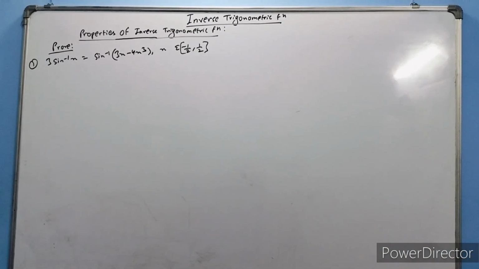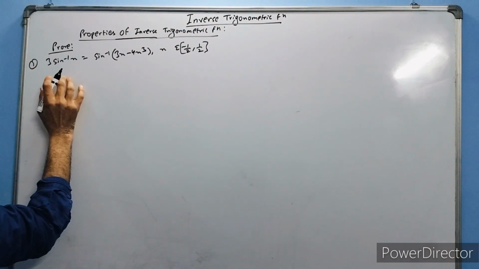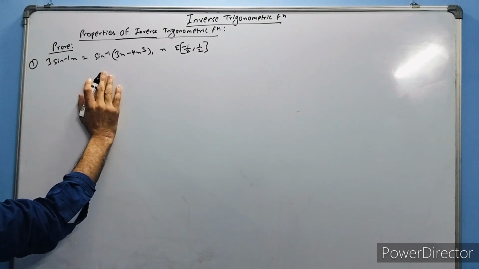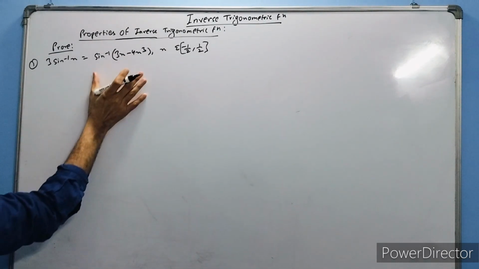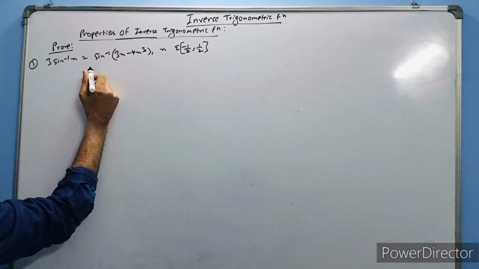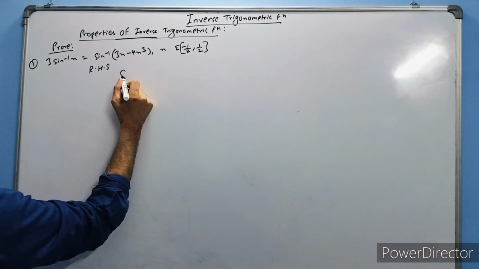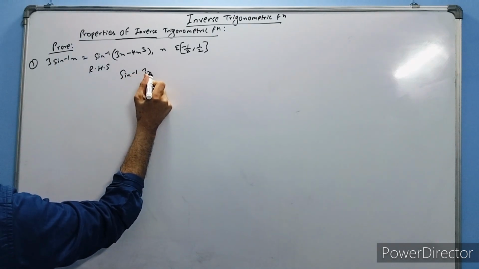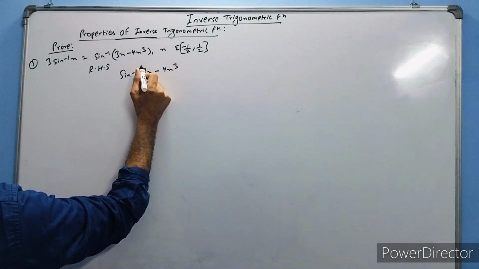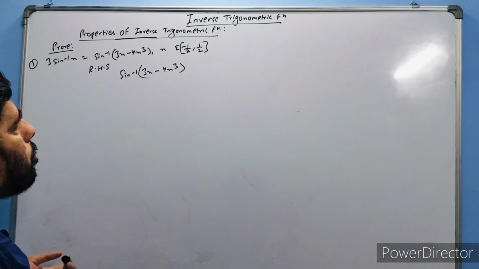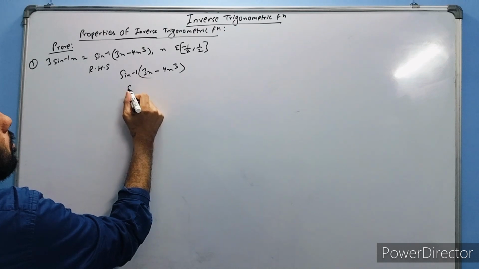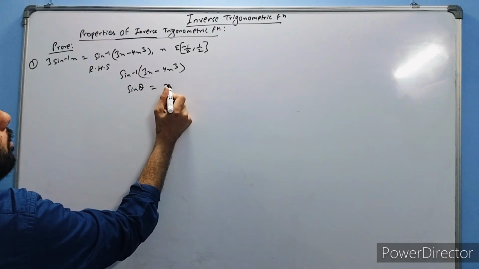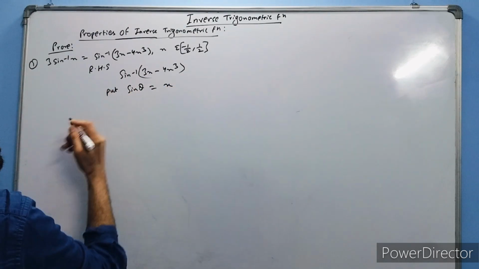Now what they have given in this is 3 sine inverse x is equal to sine inverse 3x minus 4x cube. We have to prove this. So what will we do? We will try to solve the RHS side, sine inverse 3x minus 4x cube. So what can we do? We can put sine theta is equal to x.